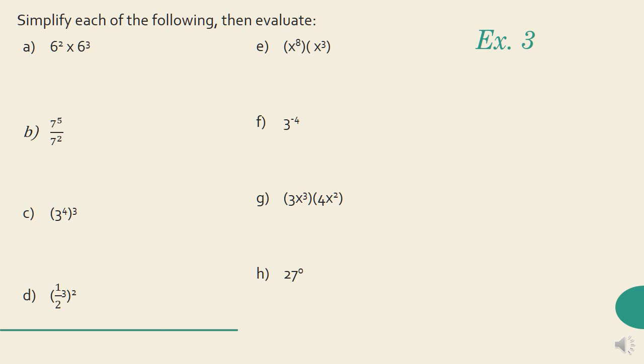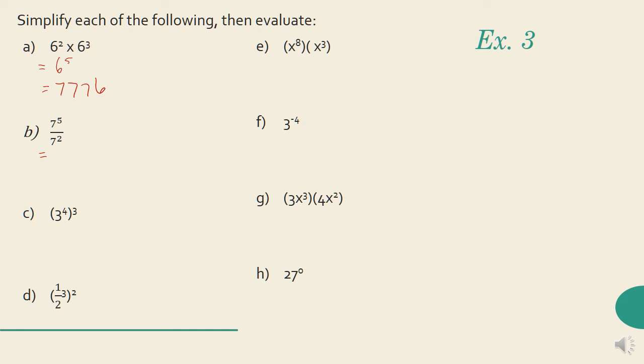So this is the product law, and you know that because you're multiplying. What do you do when you multiply? You add the exponents. So 2 plus 3 is 5. That's 1 mark. The next mark, enter that in your calculator. You should get 7,776. The next one, quotient law.